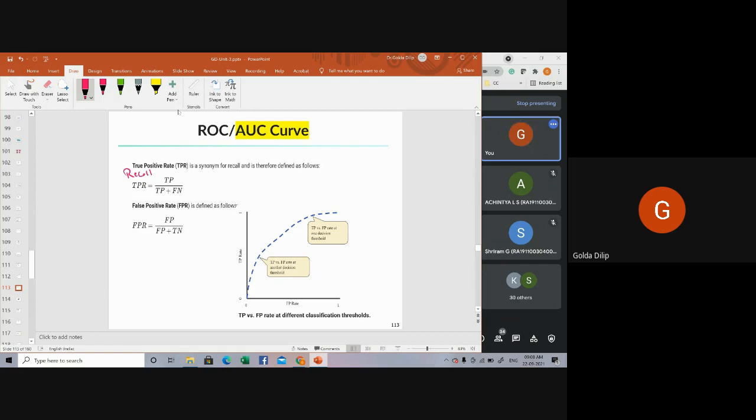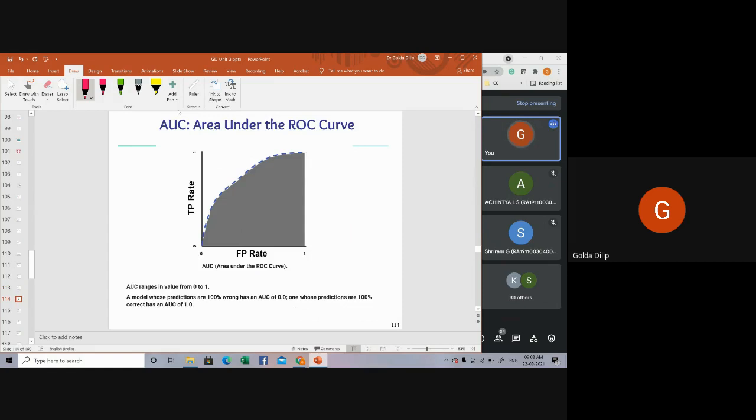Then, how to compute the points which come under this ROC curve. For that, we had the concept of AUC. There is an algorithm associated with it, but there is no need to discuss that as part of the syllabus. All you need to understand is the area under the ROC curve, whose value ranges from 0 to 1. A model whose prediction is 100% wrong has an AUC value of 0, and in the other case it has an AUC value of 1.